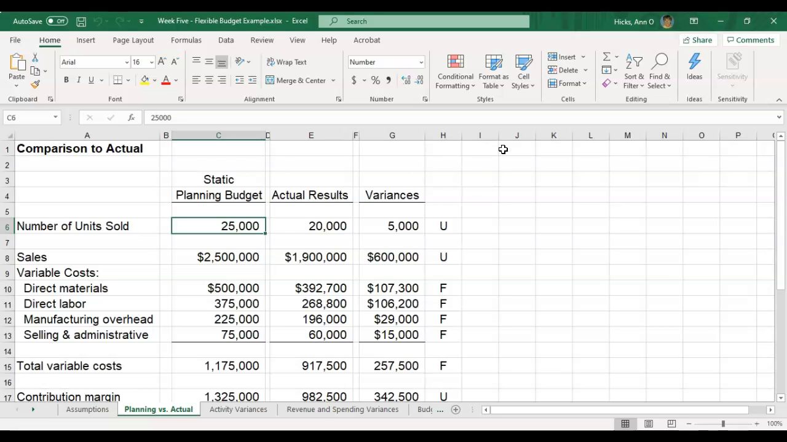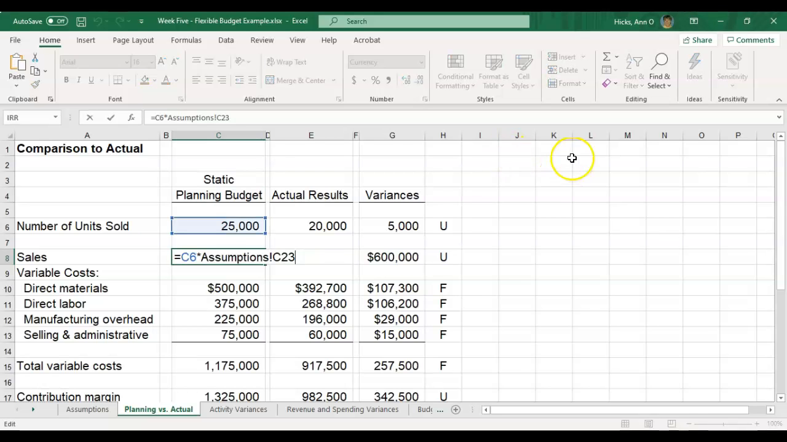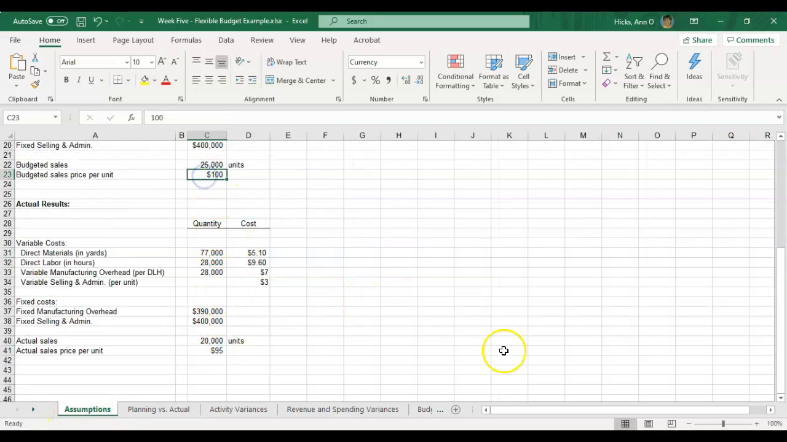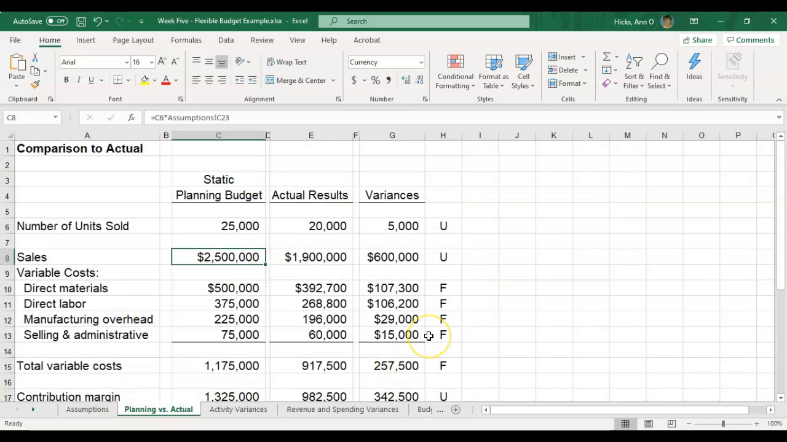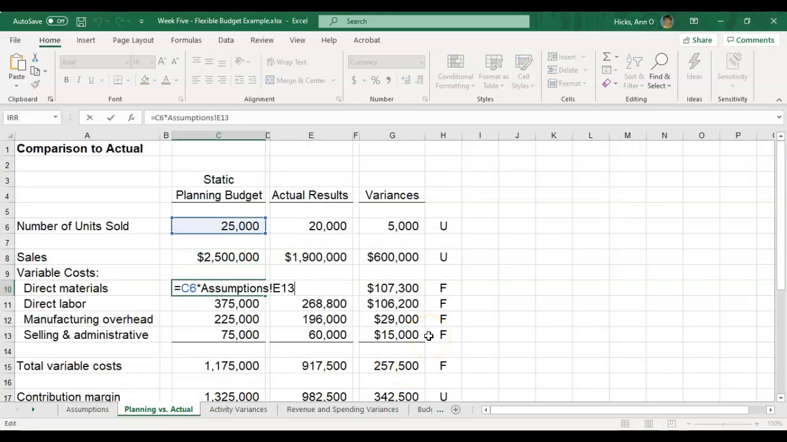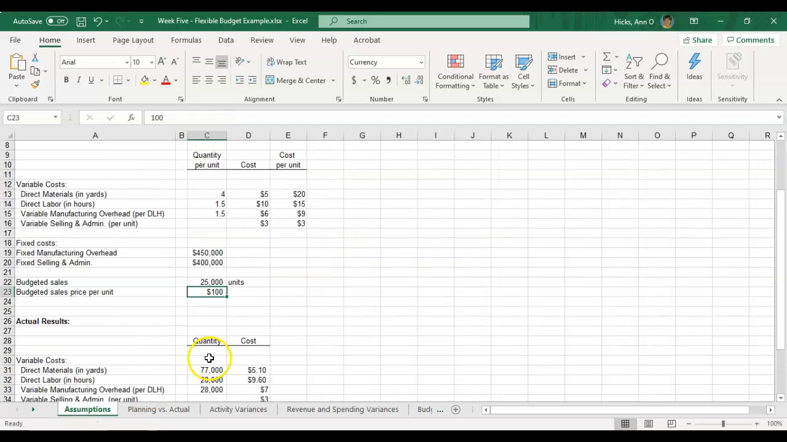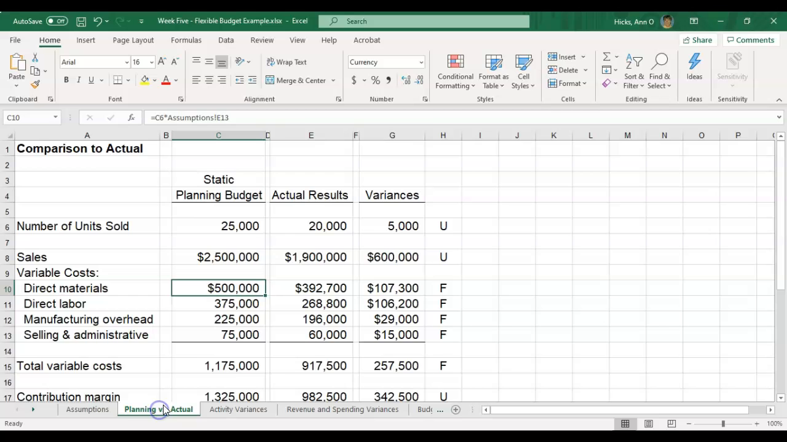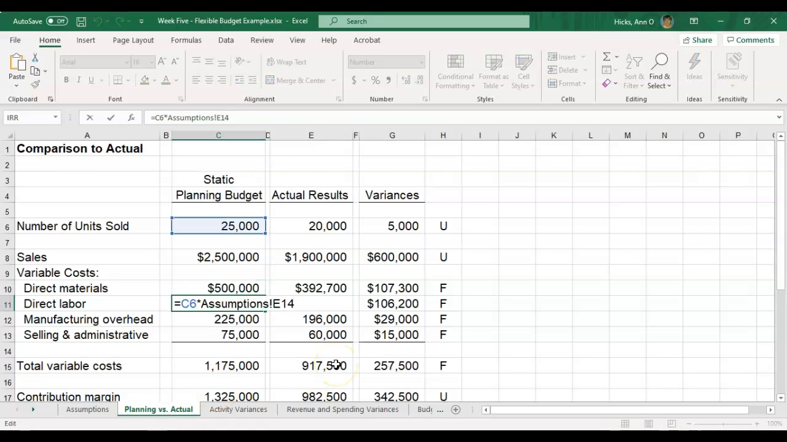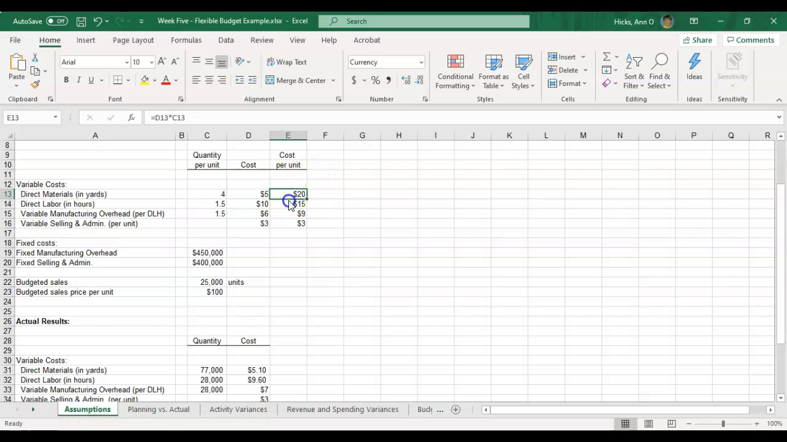The budget, we budgeted, you'll remember, 25,000 units. So our sales is calculated at 25,000 units times the $100 budgeted sales price. Direct materials will budget at the 25,000 units budgeted times the $20 direct material cost per unit. Direct labor, 25,000 units times the $15 budgeted direct labor cost per unit.